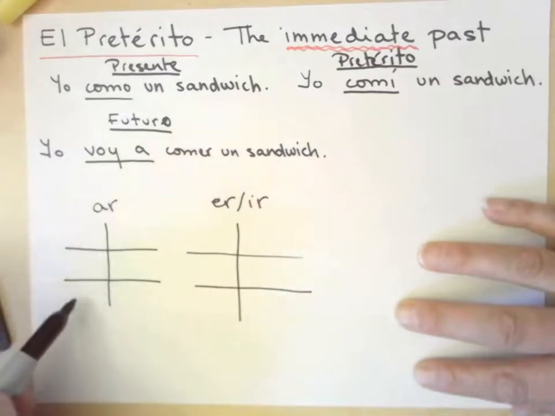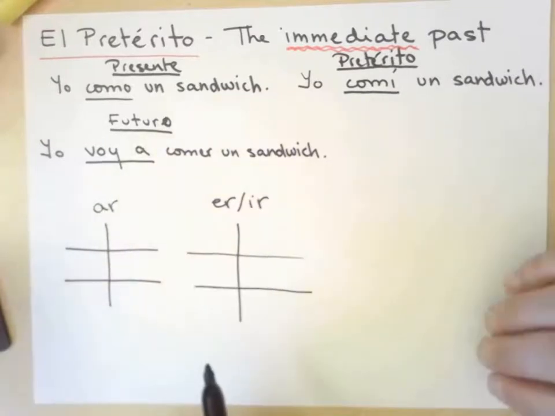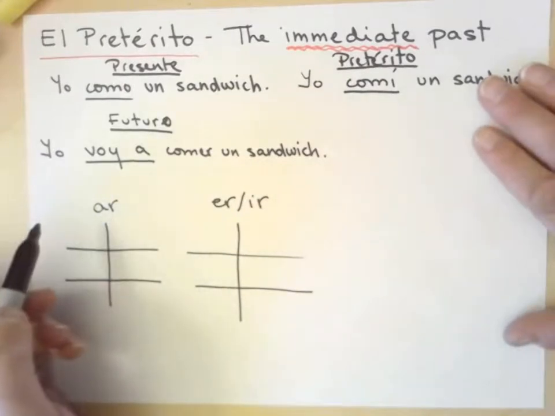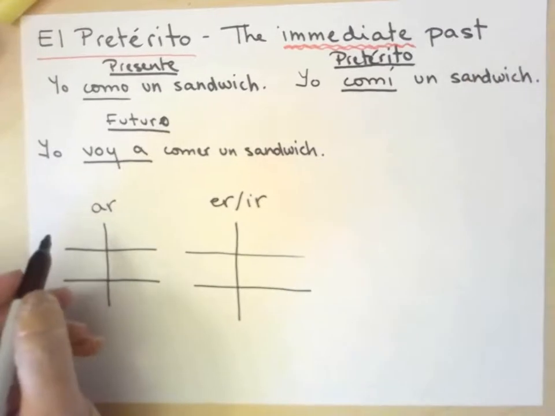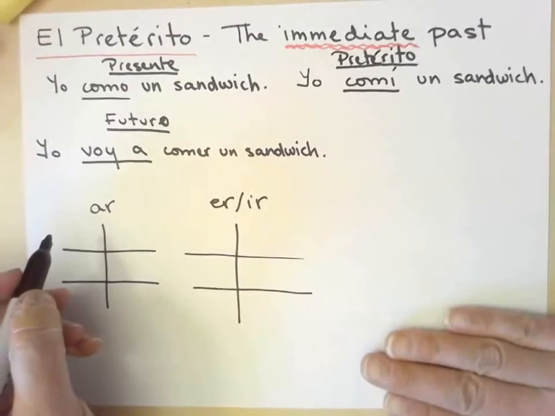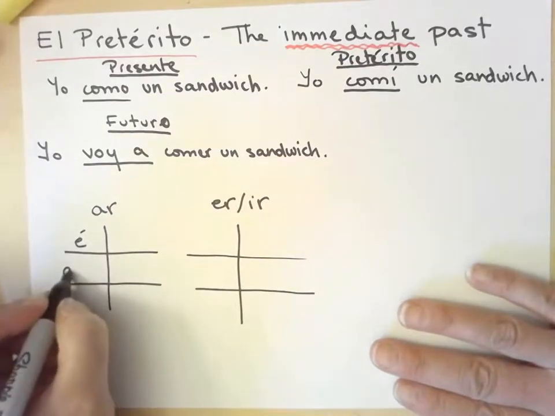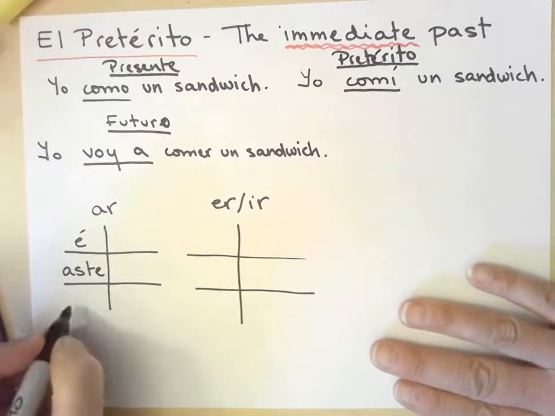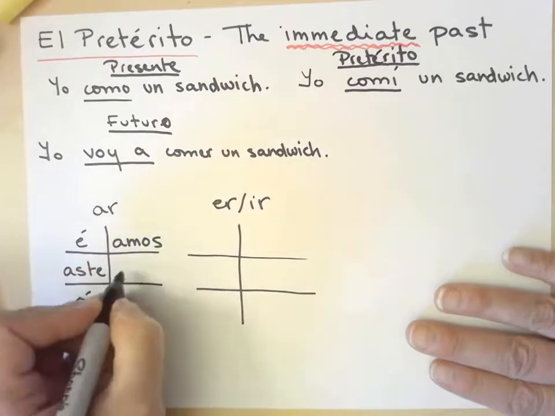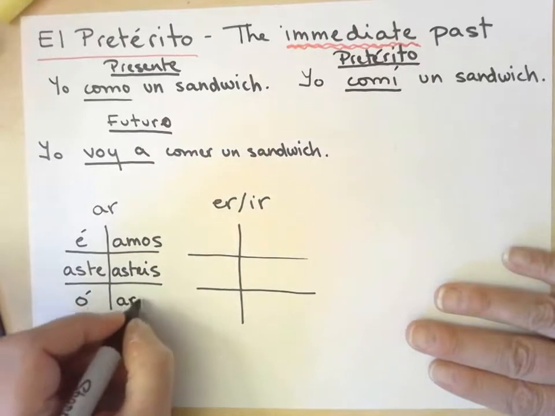Yo, tú, él, ella, usted, nosotros, vosotros, ellos, ellas, ustedes. Okay, so for AR verbs, let's take a practice verb, hablar. Okay, to talk. Hablar. Let me clear this up a little. Hablar. So, if I want to say I spoke to someone, I would say yo hablé, tú hablaste, él, ella, usted habló, nosotros hablamos, vosotros hablasteis, ellos, ellas, ustedes hablaron.